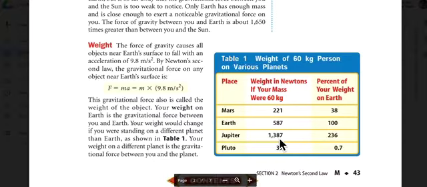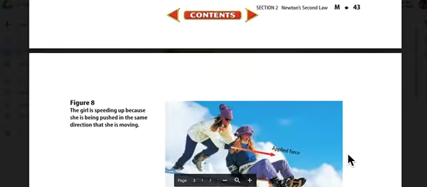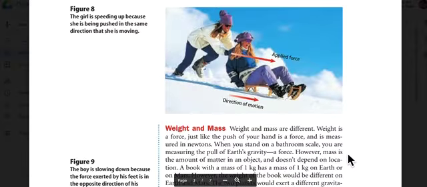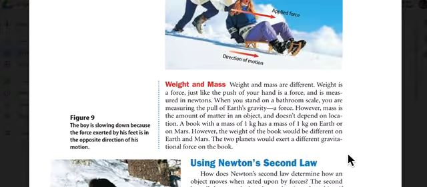Your weight on different planets is the gravitational force between you and the planet. So on Mars, you're only 38% of your weight from Earth. On Jupiter, you'd be 236%, so twice as much. On Pluto, you'd be only 7/10 as much. Figure 8. Weight and mass.